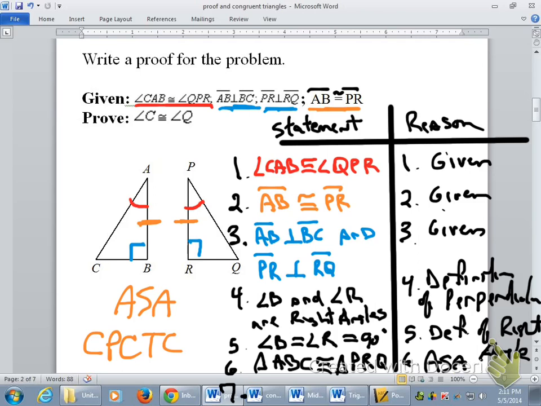But was I able to show angle C congruent to angle Q? I was. And the reason for that is CPCTC. So I'll give you a second to get caught up.